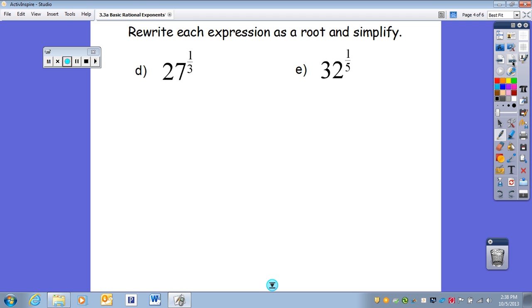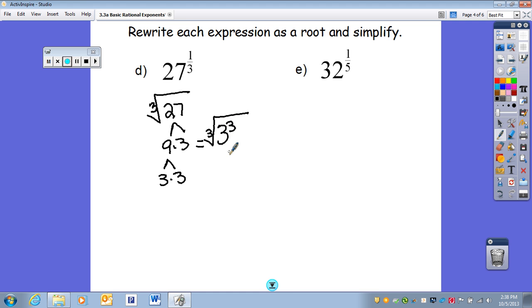Now we're going to rewrite these rational exponents as roots, and then we're going to simplify them. So when 27 is to the 1/3 power, that's going to mean that that's the cube root of 27. We're going to use our factor tree, 9 times 3 and 3 times 3, and we're going to rewrite our radical in groups of 3. So we have 3 to the 3rd power. The cube root of 3 to the 3rd power is simply going to be 3.